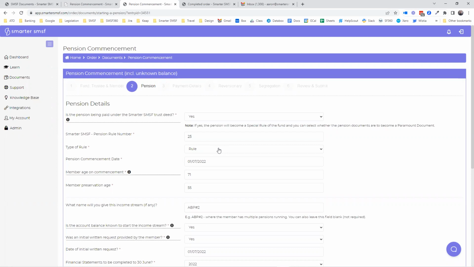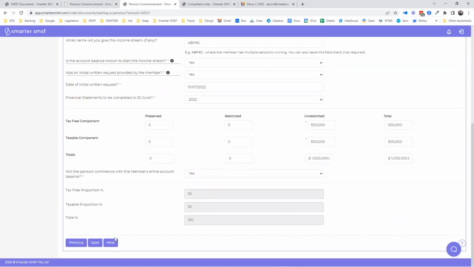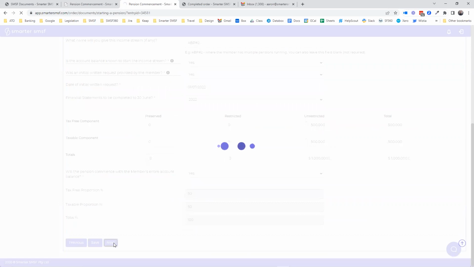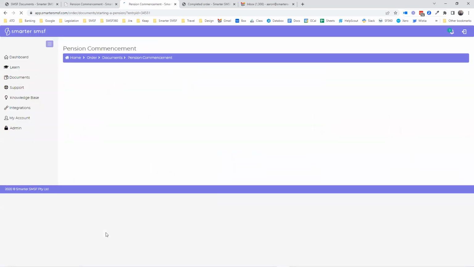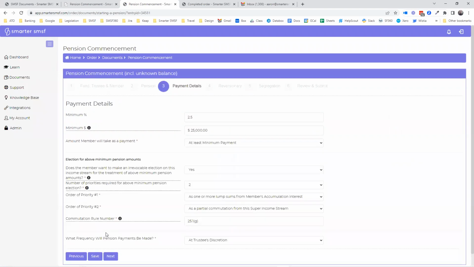But the process around everything else, in essence, remains exactly the same. So regardless of whether you are using the Smarter SMSF deed or not, there are different templates that can be used, either Smarter SMSF templates or a more generic template set of pension documents that are available. But naturally, again, you need to be going back to your deed and understanding specifically what that deed requires in order to be able to generate those particular documents.